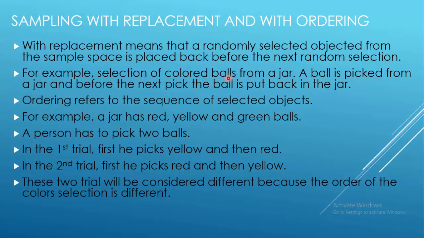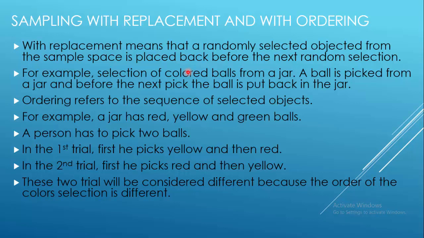Here is an example of selection of colored balls from a jar. A ball is picked from a jar, and before the next pick the ball is put back in the jar. We have a jar with many colored balls, and in the first try, for example, we pick a ball from the jar and whatever the color is doesn't matter. But before we go for the next selection, we put that ball back in the jar. In this case we have replaced the object in the jar. So this is called sampling with replacement.